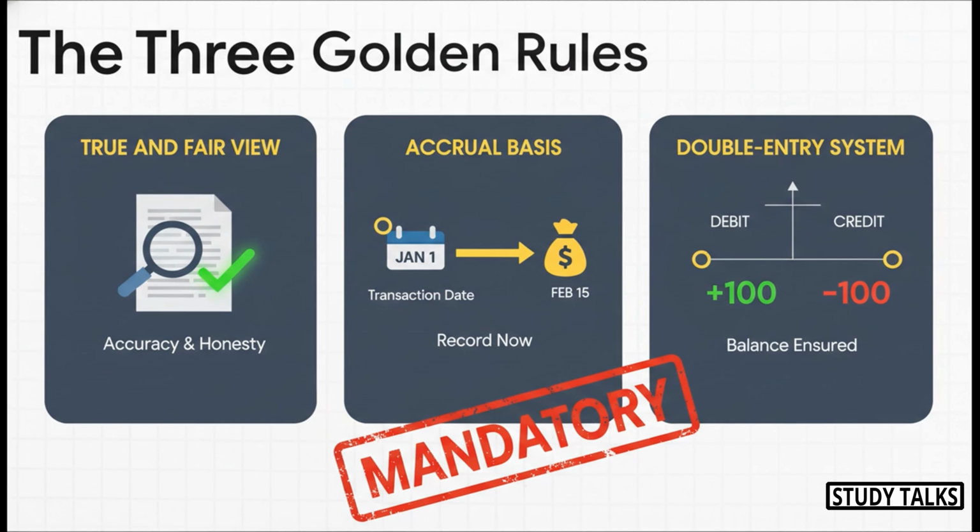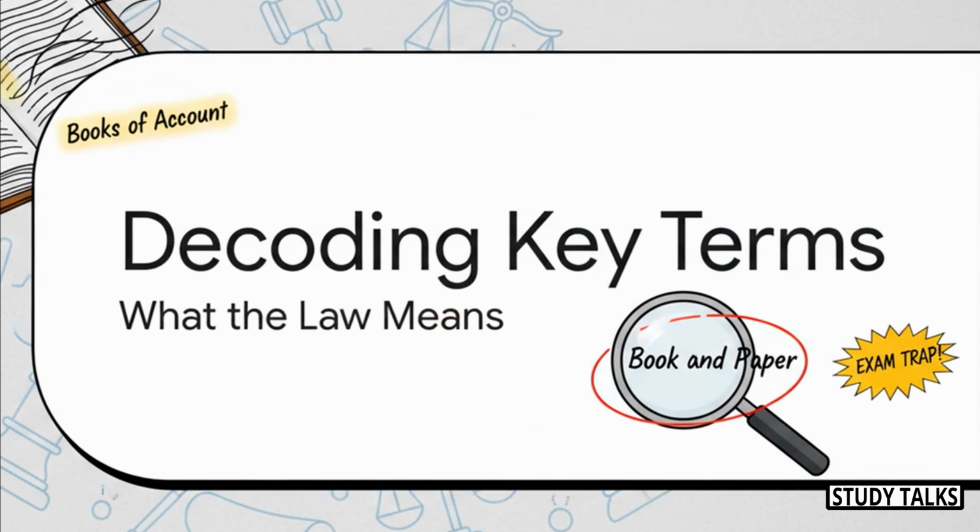So, what are these 3 golden rules? 1. The books have to give a true and fair view. That means they're accurate, complete, and not misleading. 2. They must be kept on an accrual basis. We record things when they happen, not just when cash moves. And 3, they have to follow the double entry system. You know, our good old debits and credits. These are not suggestions, guys. They are mandatory.